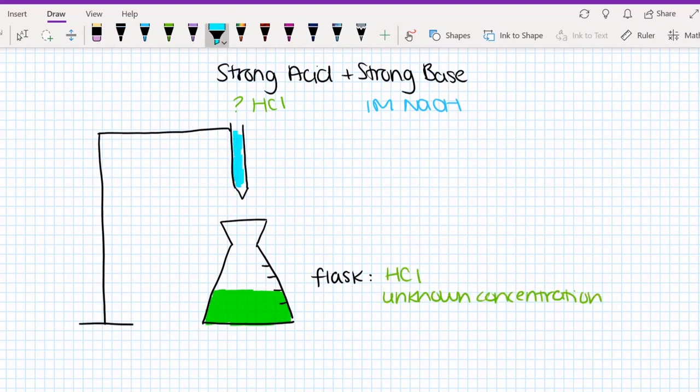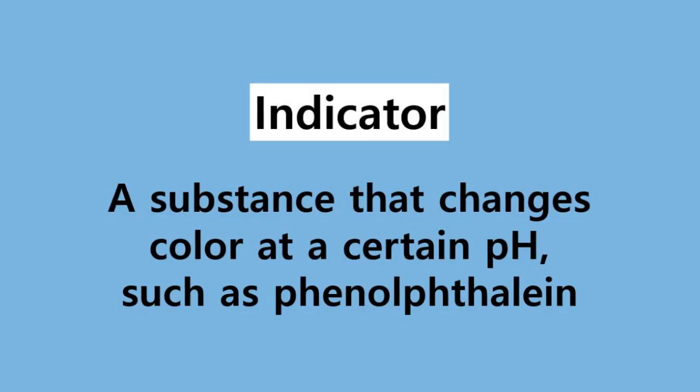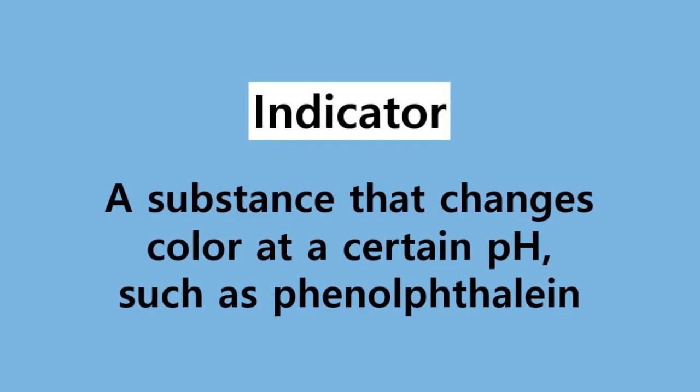As we add sodium hydroxide, we will measure the pH of the solution. An indicator is often used to measure pH. Indicators change color at a certain pH. Phenolphthalein is a commonly used indicator you may have heard of.